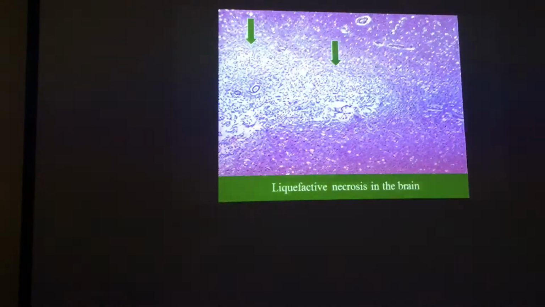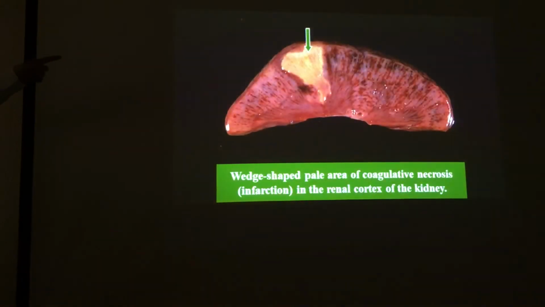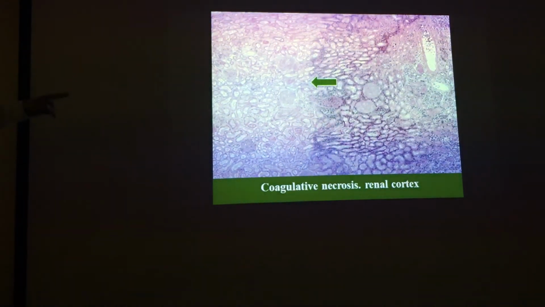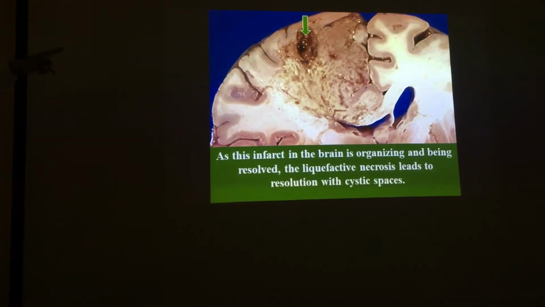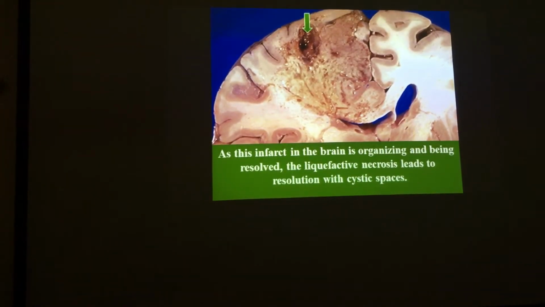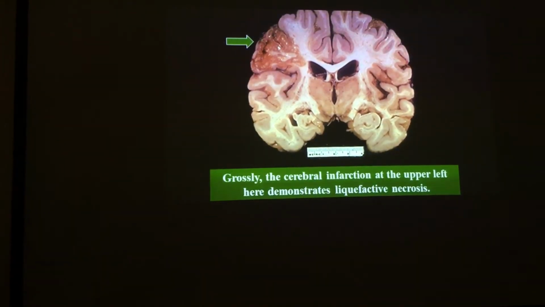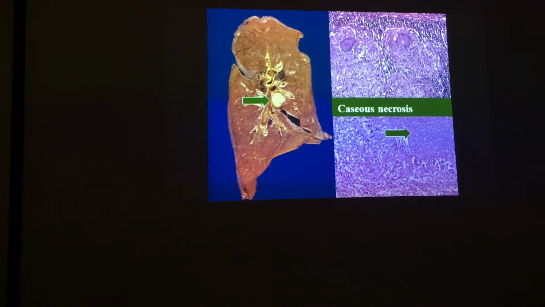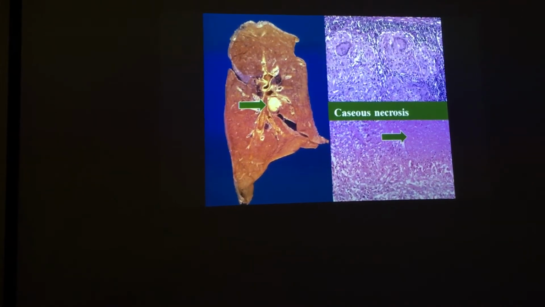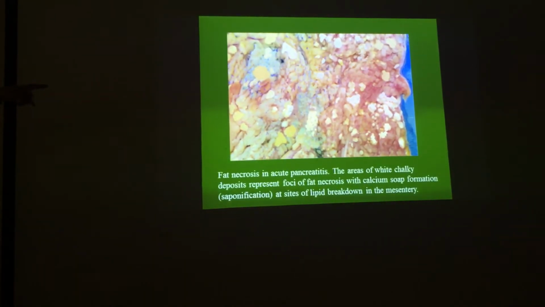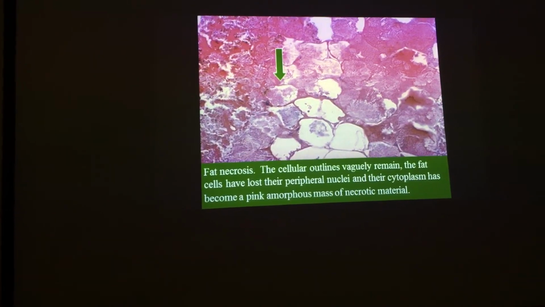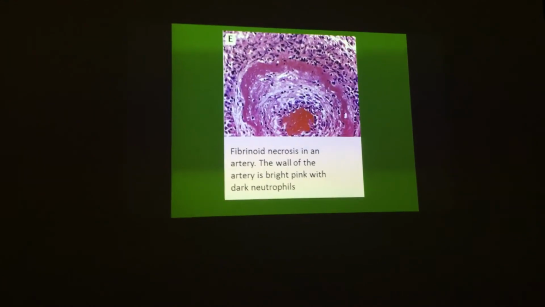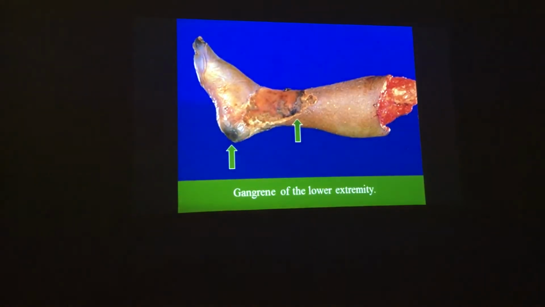Now you can identify all these types. Coagulative necrosis, because of ischemia. Liquefactive necrosis, again because of ischemia. Caseous necrosis, because of tuberculosis. Fat necrosis, because of acute pancreatitis. This is fibrinoid necrosis, because of antigen antibody complex formation in the vessels.